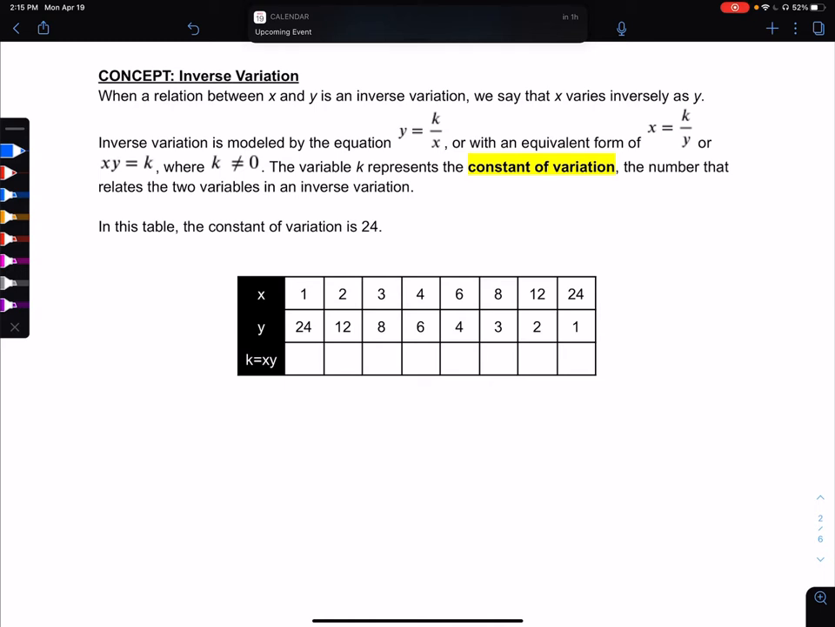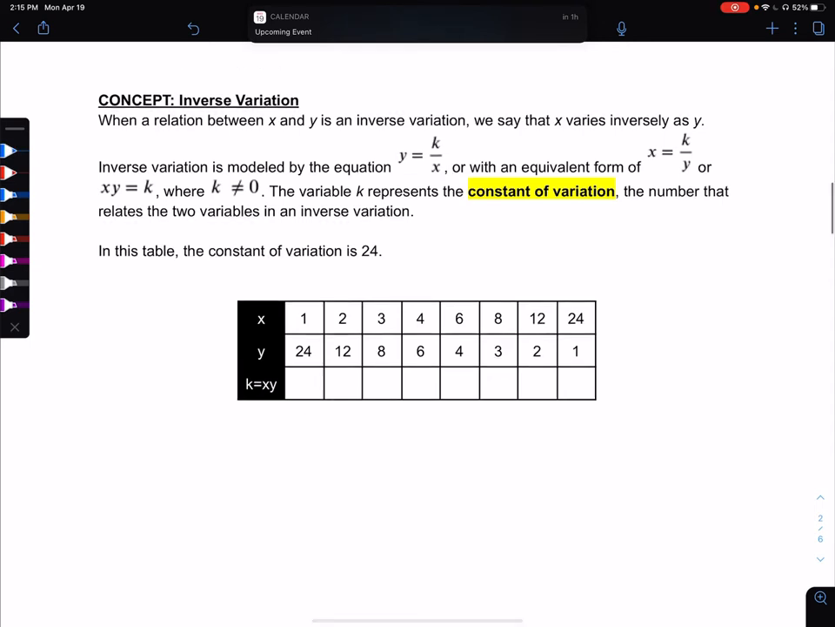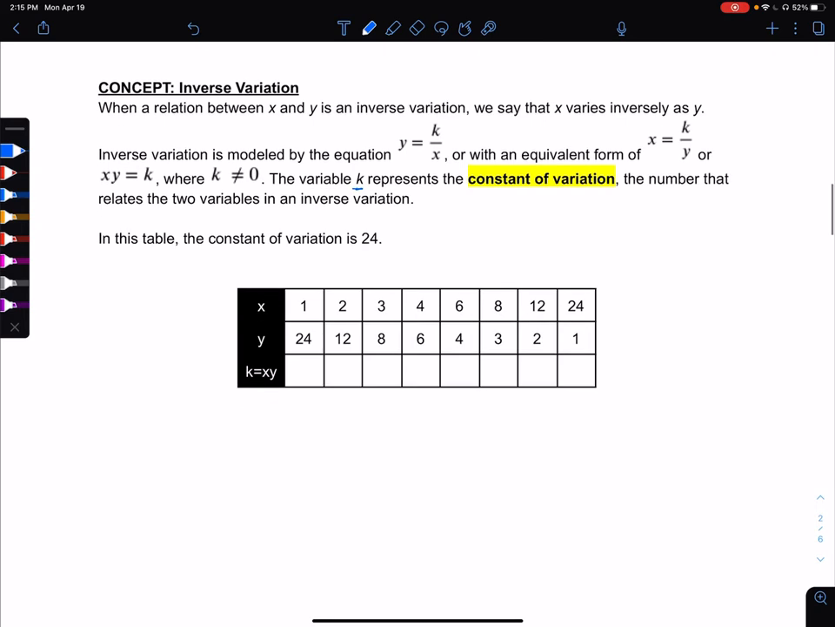Right, so the variable k represents the constant of variation. So this is what we want to get familiar with here, this variable k, the number that relates the two variables in an inverse variation. They already tell us, or I already wrote it here, but for this table, the constant of variation is going to be 24. And we can find that, remember, by multiplying x times y. So if we multiply each one of these, they all work out to be 24.